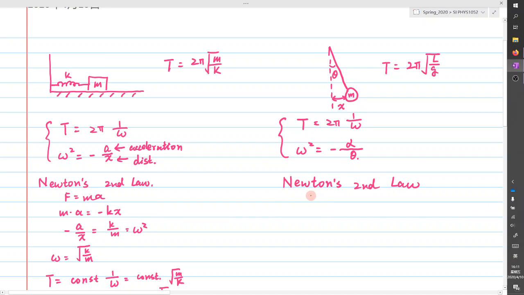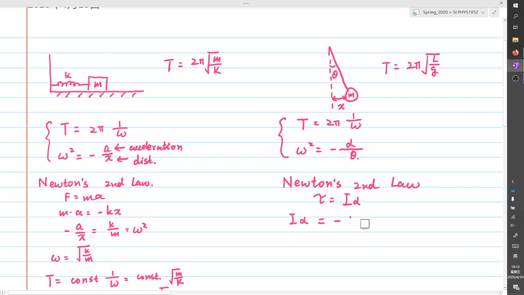F equals ma has become tau equals I alpha, with tau being the torque, I being the moment of inertia, and alpha being the angular acceleration. So I alpha, well, I should have a negative sign here. Oh, no, we have this negative sign later. This equals, now we have the negative sign. Negative tau is F cross R, so it's mg.